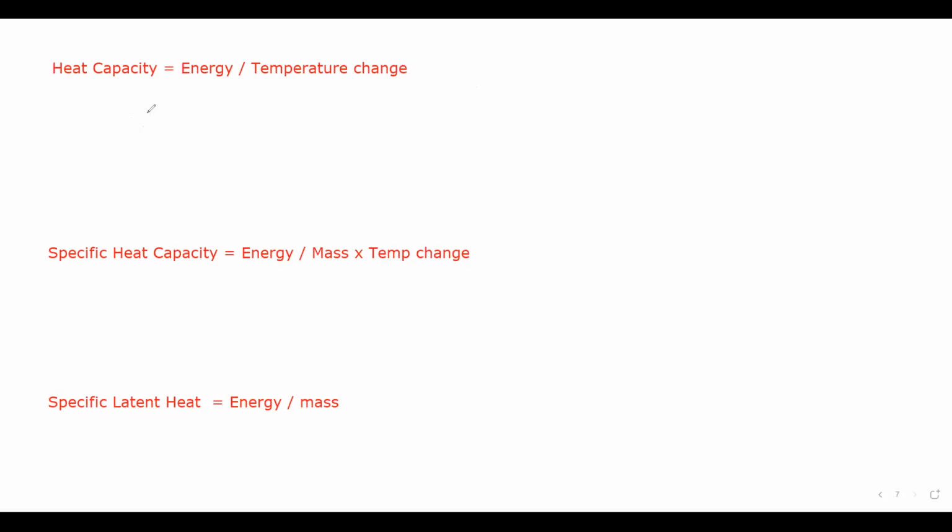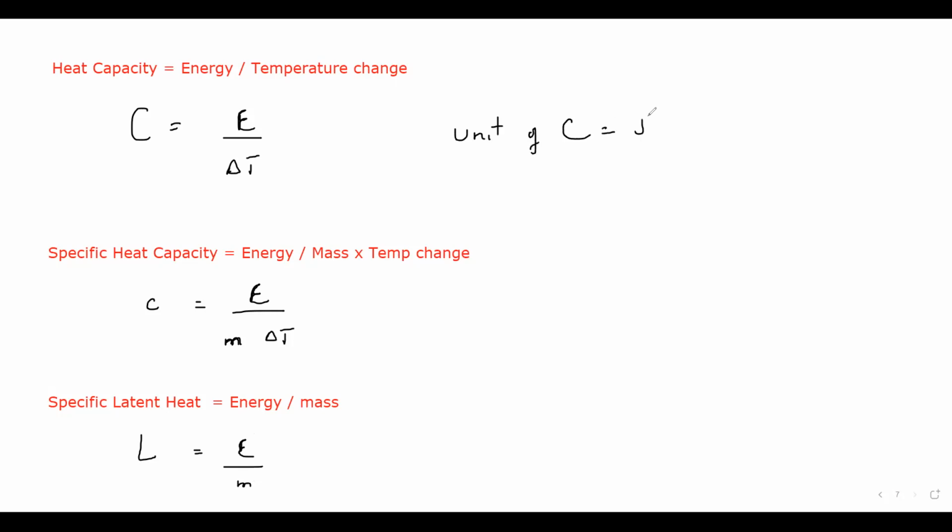The symbolic representation for these equations is also important. Heat capacity is denoted by capital C, energy is E, and temperature change is delta T. Specific heat capacity is small c, where E is energy, m is mass, and delta T is the temperature change. Latent heat is L, and specific latent heat is energy E divided by mass. And learn the unit of thermal capacity, joule per degree centigrade, or it can be joule per Kelvin depending on the temperature value. The unit for specific heat capacity is joule per kilogram degree centigrade, and the unit for latent heat is joule per kilogram.